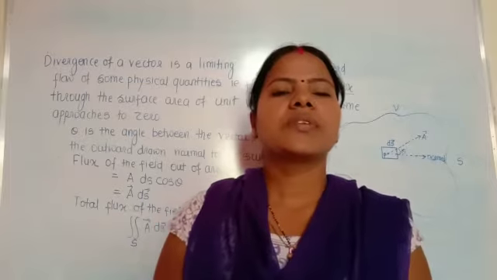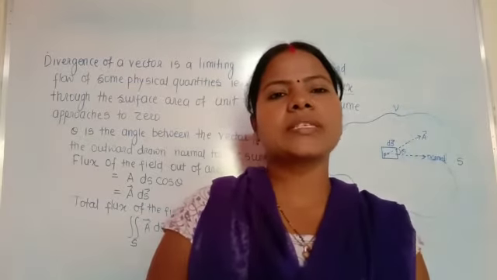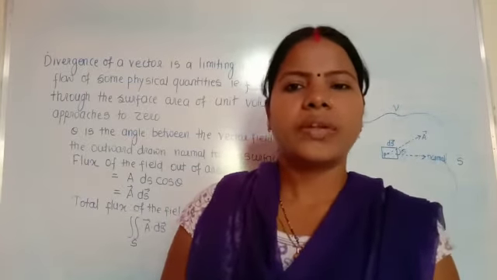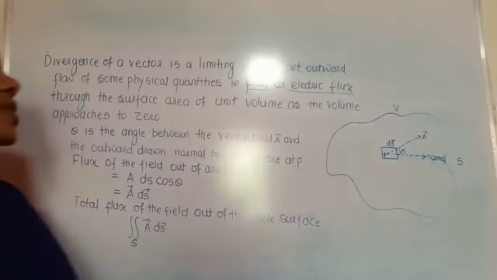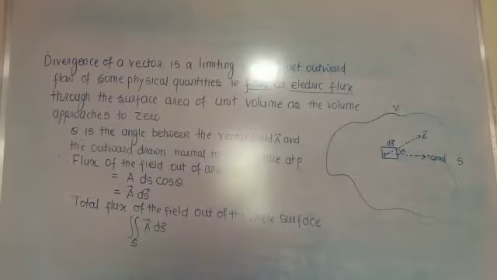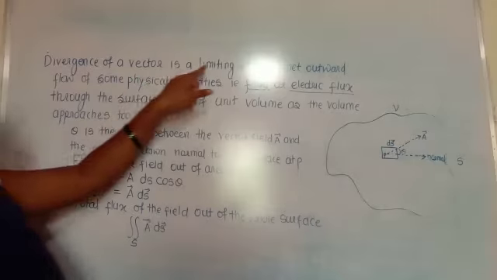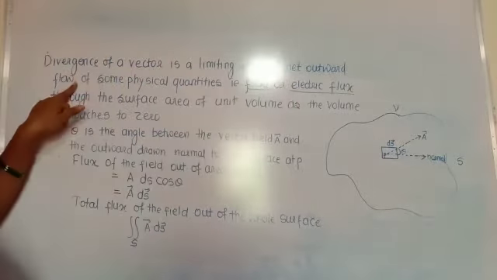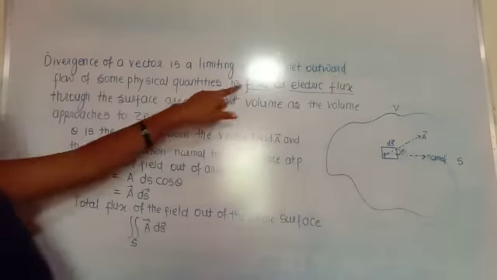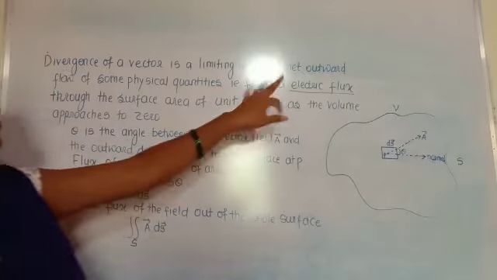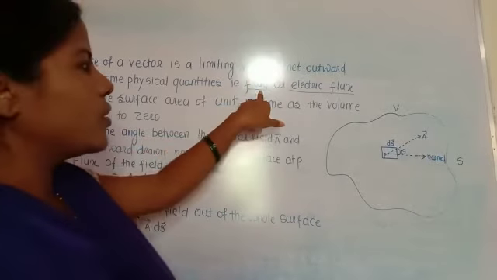Hello, good morning. In the previous class, we started the new topic, the divergence of a vector field, that is, the physical significance of the divergence of vector fields. The divergence of a vector is the limiting value of the net outward flow of some physical quantity, such as fluid or electric flux. We are taking two quantities, the fluid or the electric flux.